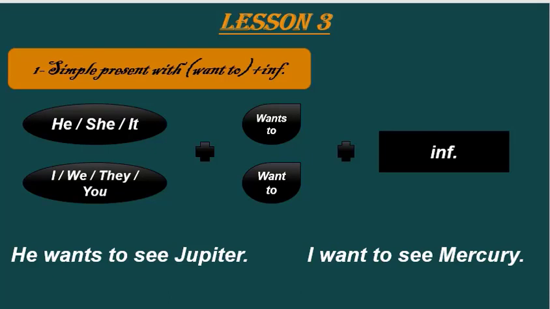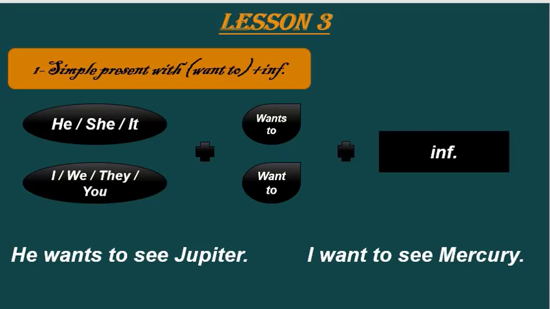Here, if we have the subject he, she, it or any singular noun, we will use the verb wants to. Then we will add an infinitive verb. And if we have the subject I, we, they or you, or any plural noun, we will use the verb want to plus infinitive. Look at the examples.